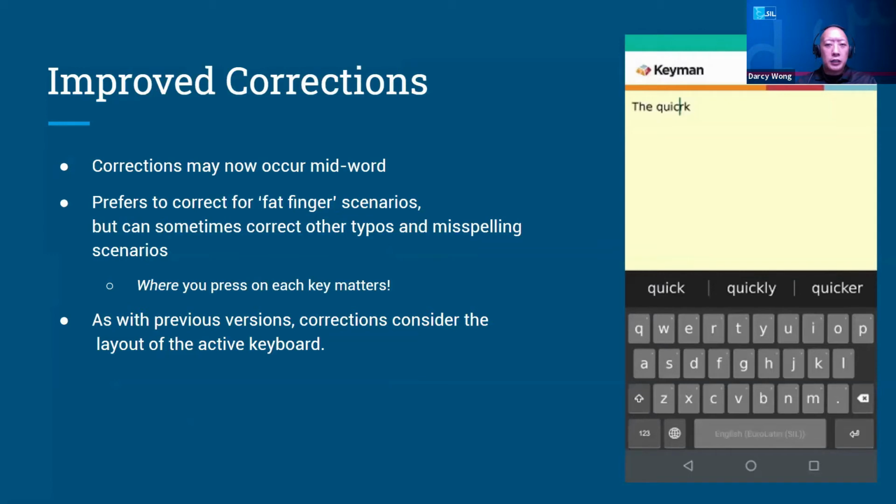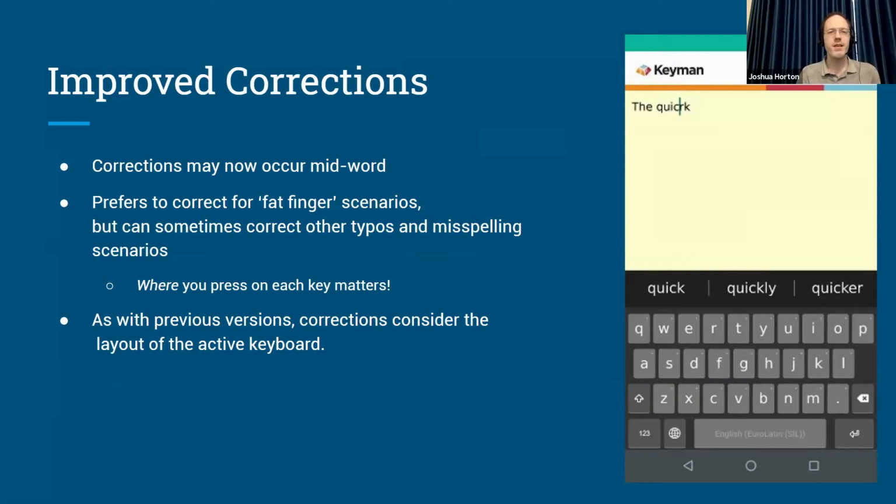Joshua Horton is our lead for the predictive text feature, and he will now describe the improvements in 14.0 of the improved corrections, and these are the same in Android and also on the iPhone platforms.